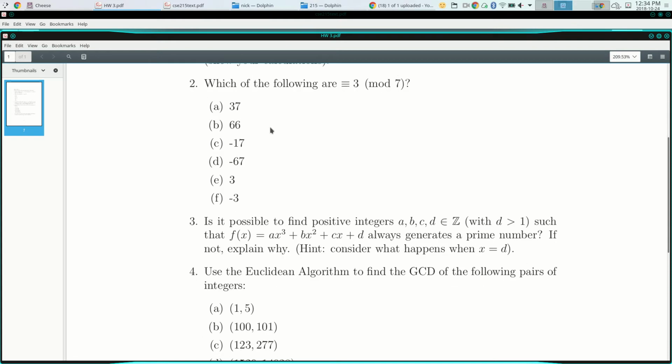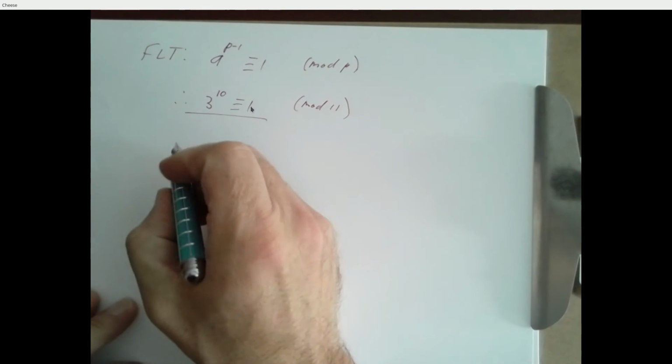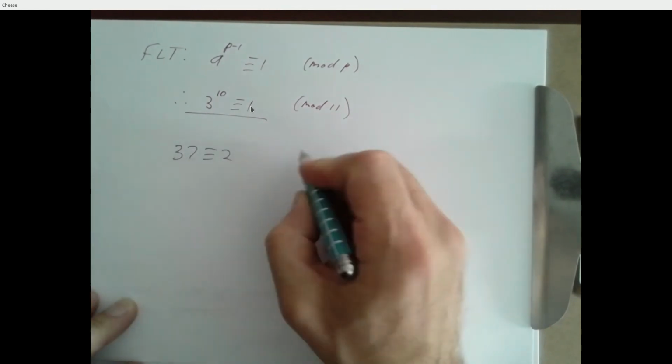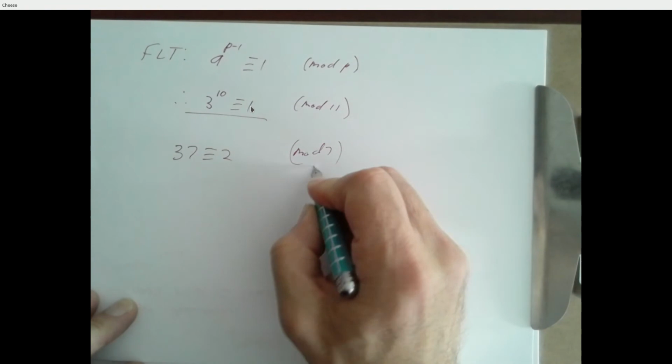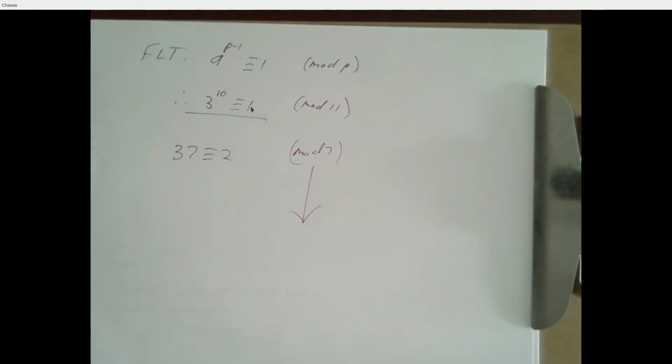All right, so what are these congruent to modulo 7? What's 37 mod 7? It's not 3. What is it? It's 2, right? 7 times 5 is 35. So 37 is congruent to 2. This is all mod 7. Or how much do you subtract from 37 to get a multiple of 7? Or what's the remainder when you divide 37 by 7?